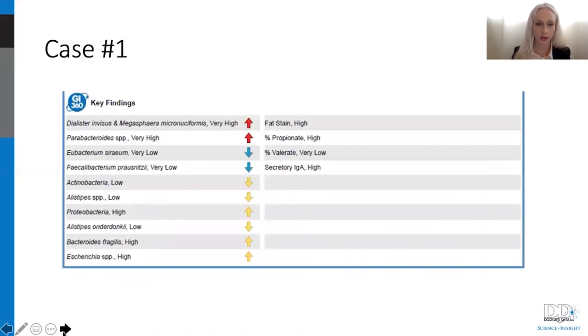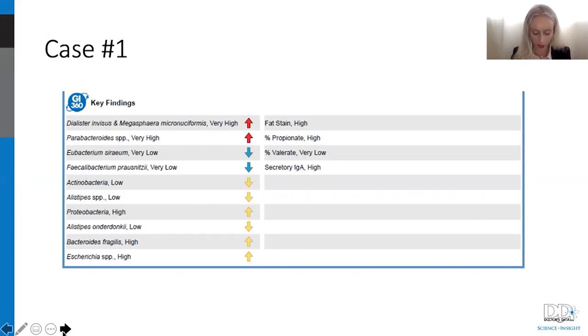So we see here the first column is the key findings, and those key findings have been calculated to create the dysbiosis index score. We see here the patient is higher in Dialister invisus and Megasphaera micronuciformis. Dialister invisus is more of an endodontic pathogen associated with spondyloarthropathy. This patient does not have that diagnosis, although I have seen other cases where there is that correlation.